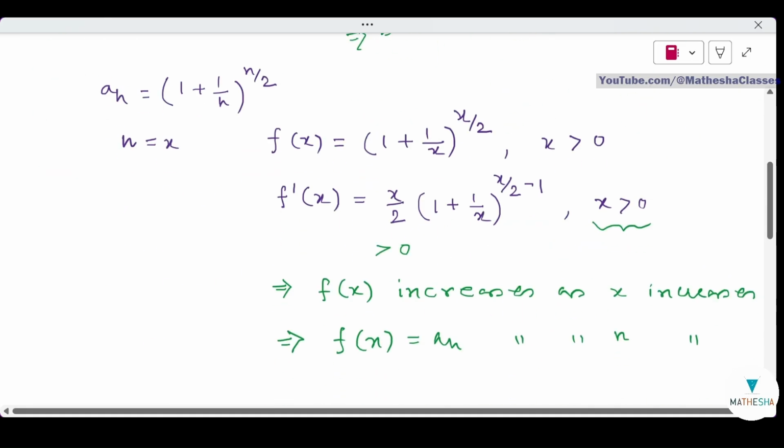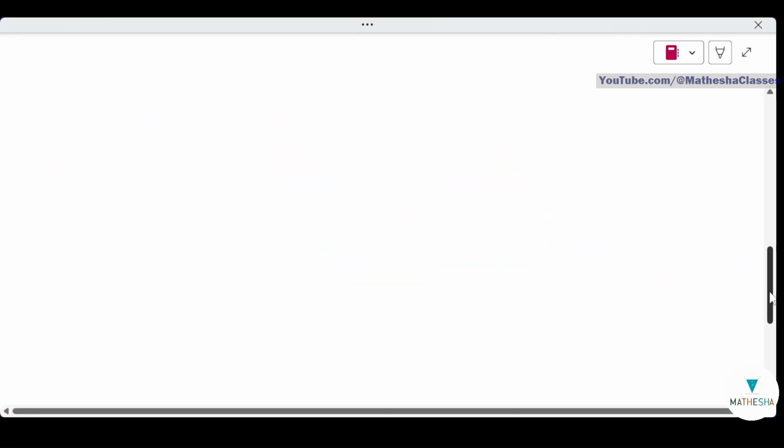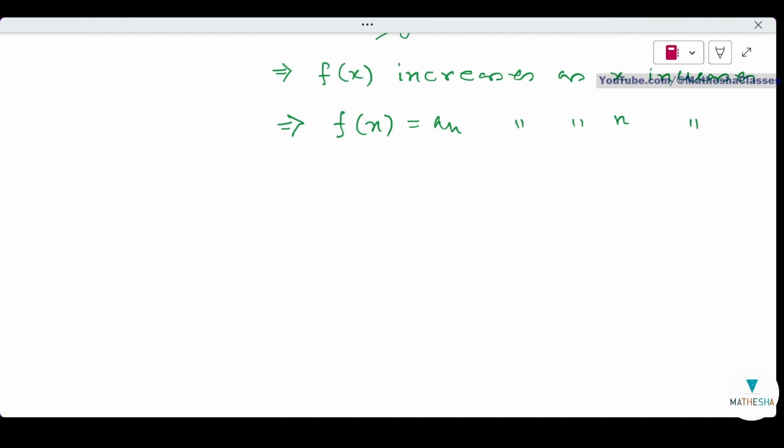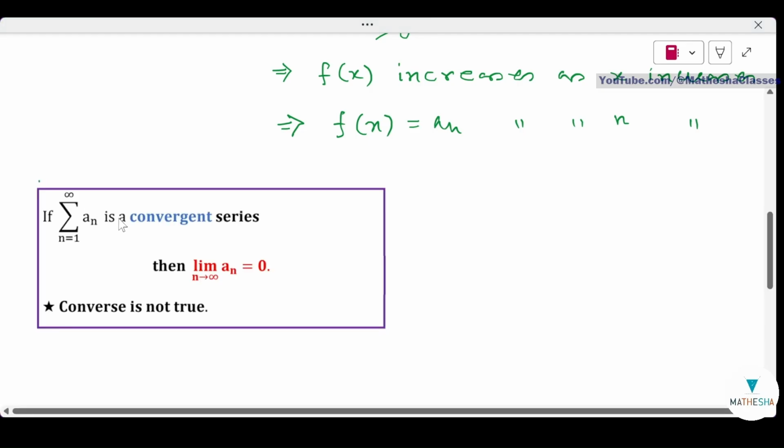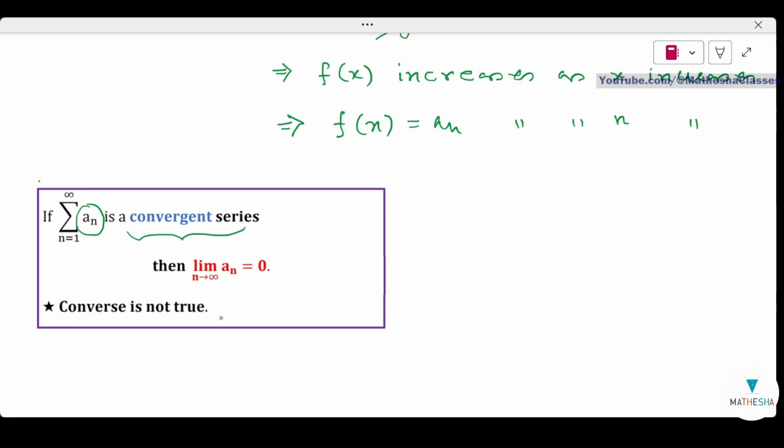अगर कोई भी सीरीज कन्वर्जेंट है तो उसका nth टर्म will tend to 0. ये रिजल्ट हम पिछले वीडियो में डिस्कस कर चुके हैं, बट स्टिल आई एम वंस अगेन रिमाइंडिंग यू. आप किसी भी सीरीज summation an को ले लीजिए, if summation an is convergent then limit an will tend to 0.